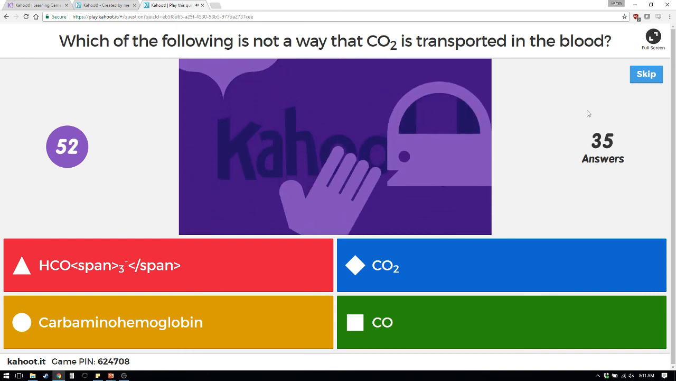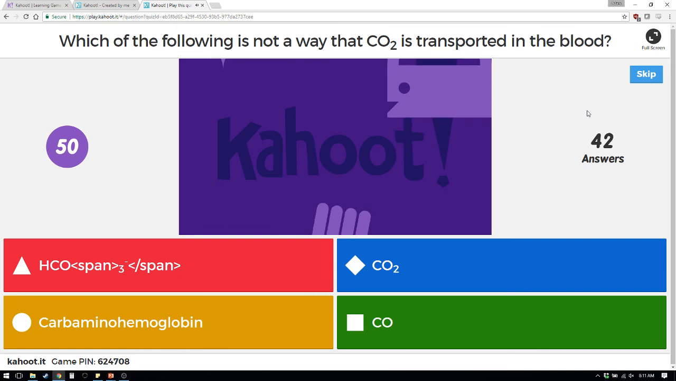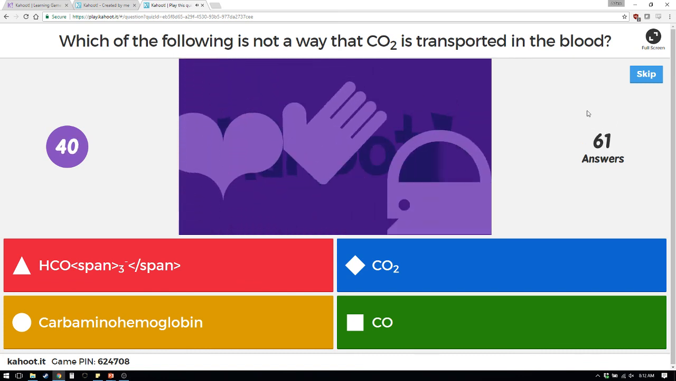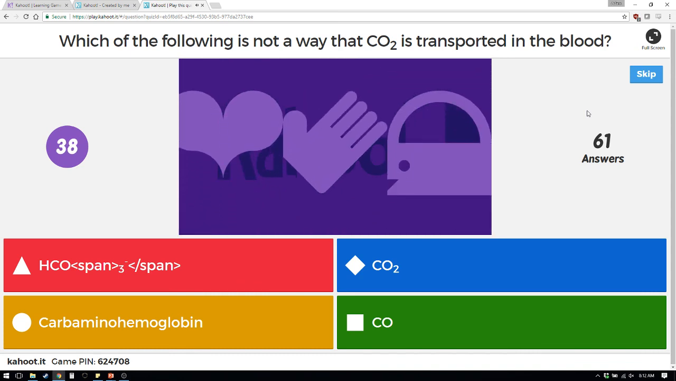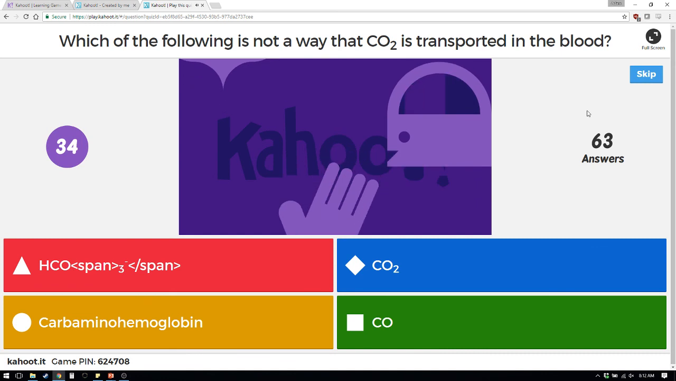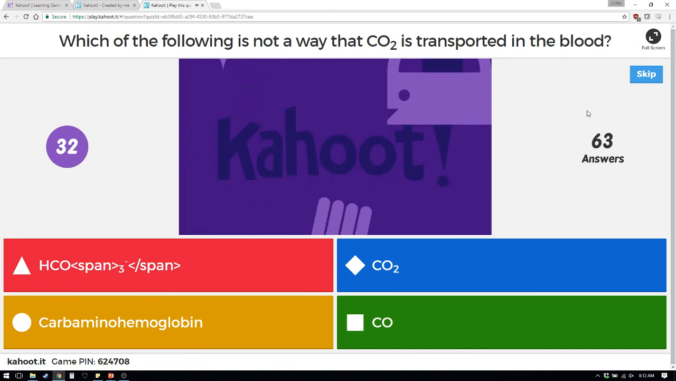I was trying to subscript or superscript that, but I don't know why that came up that way. It's weird. What do we think? So that first one should be HCO3 minus.